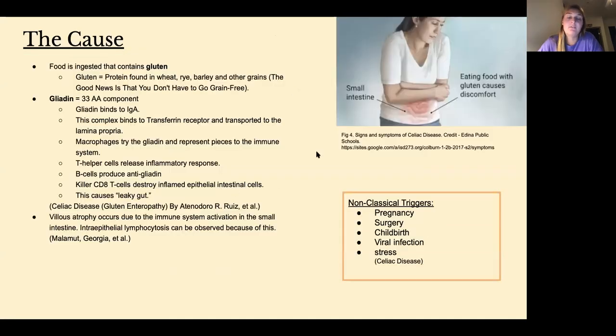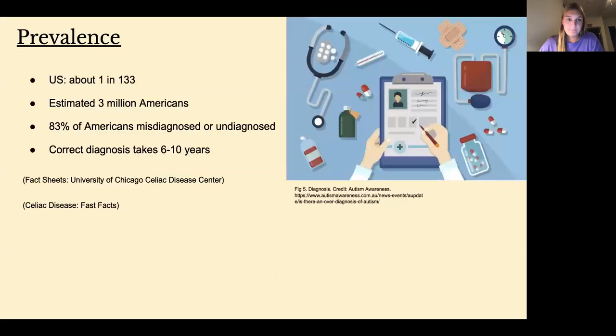The cause is gluten, which is in wheat, rye, barley, and other grains. Gliadin is a component of it, and that binds to IgA. They cross the lamina propria, and that's what causes an immune response where T helper cells, B cells, and killer CD8 T cells come in. Non-classical triggers are pregnancy, surgery, childbirth, viral infection, and stress, and those factors are still being studied as to why they trigger the onset of celiac.